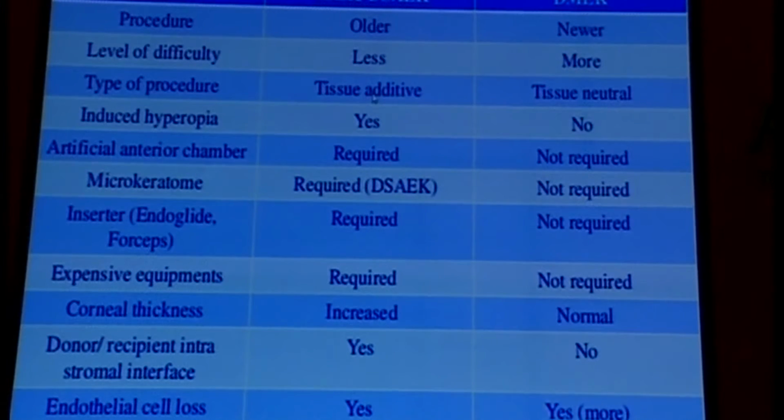Type of procedure is tissue additive. Yes, because of the addition of a layer of stroma, there will be induced hyperopia in DSEK, which is not found in DMEK or PDEK.